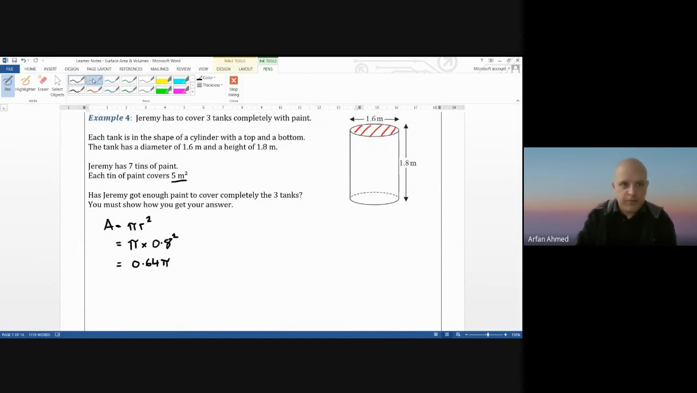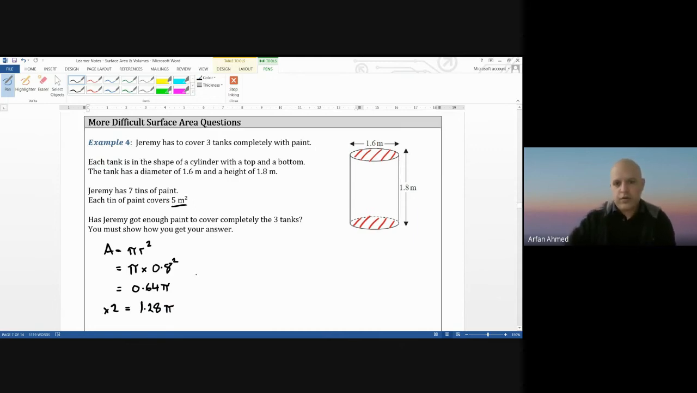Let's leave it like that for now. Okay. And obviously we've got 2 of them because it's the same at the bottom. So let's times that by 2. Times 2 is 1.28 pi. Yep, that's that bit done. So the two circles are done, the top and the bottom. The only thing left is the bit that goes around the cylinder.